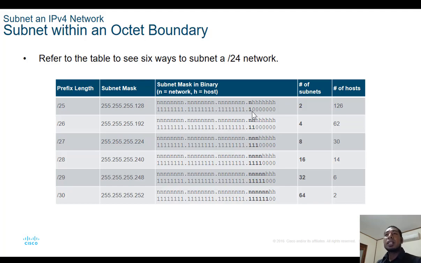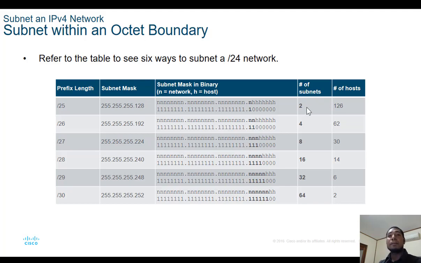So the question now is, how many hosts? How many bits do we have left? 7 bits left. So we take 2 to the power 7, which is 128, subtract 2, and we are left with 126 hosts. Now the number of subnets is 2.